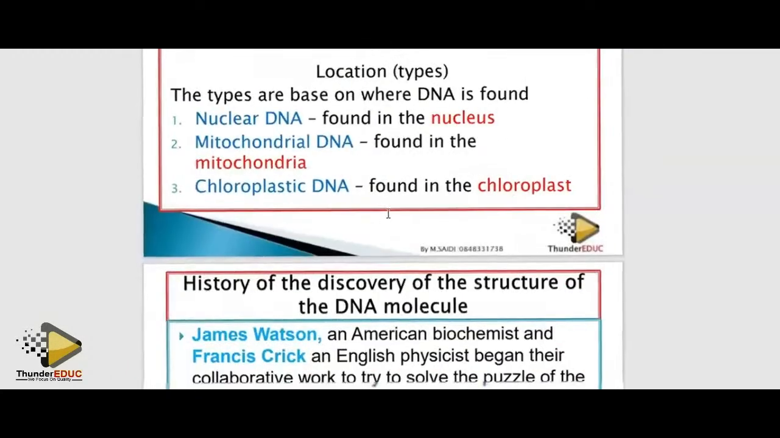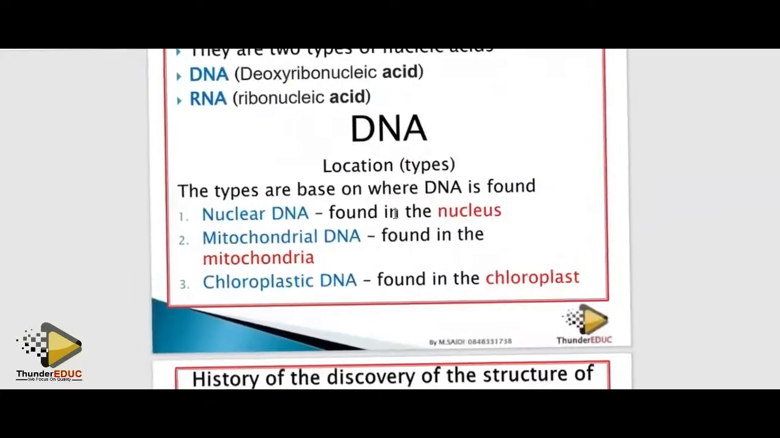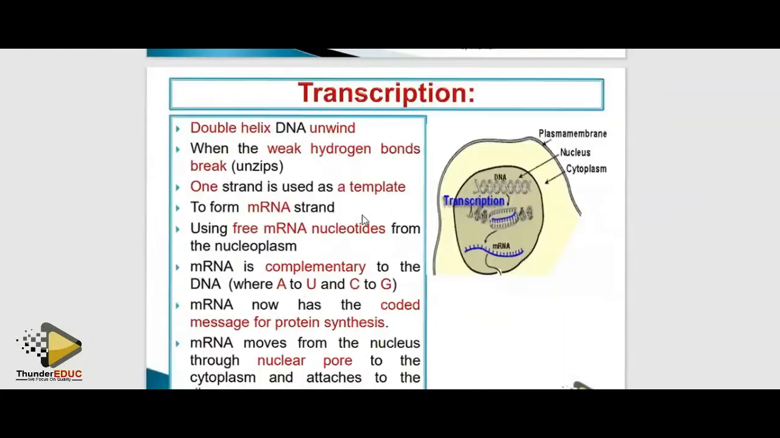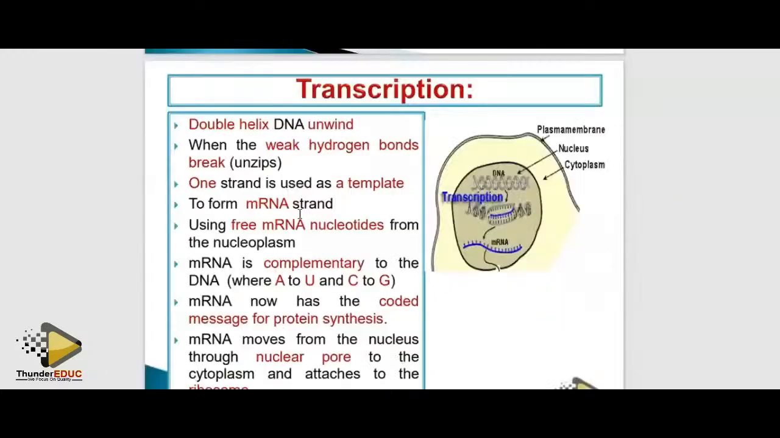How do we explain transcription from our book? Transcription is being explained nicely. DNA double helix unwinds. So basically, we give you a tick here. When you say unwind, we give you a tick. The weaker region bonds break. Breaking and unzipping is the same thing. One strand. This is very important. Sometimes they say two strands. No.